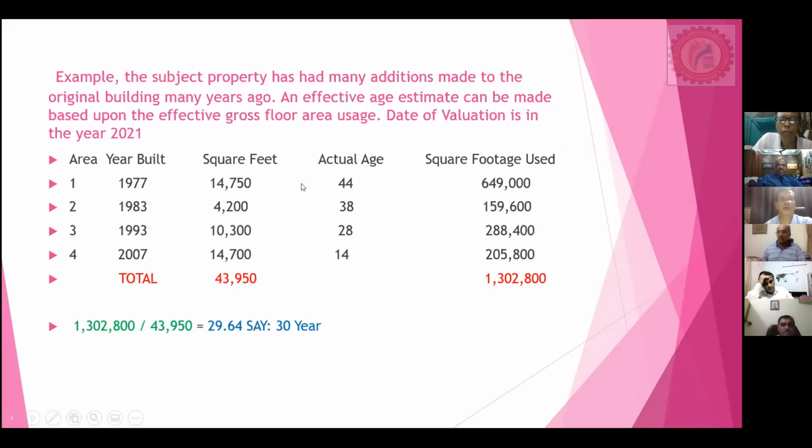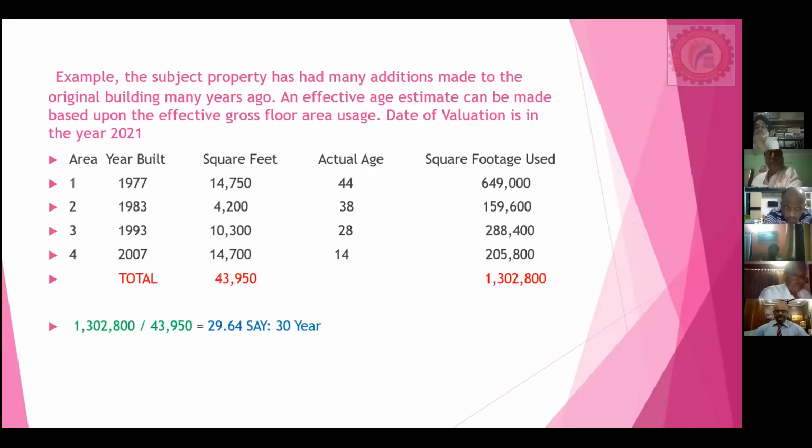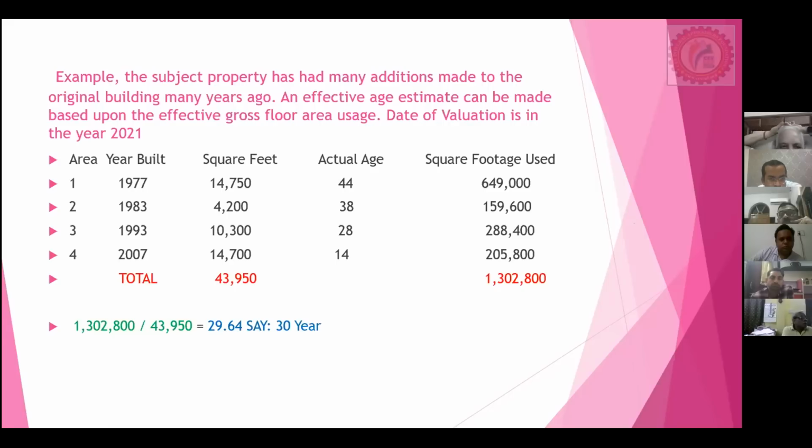The age is 44. Now, in the last case, I multiplied the year itself with the total area. But here, I have multiplied the square footage with the actual age of the property. So 14,750 into 44 gives 649,000, that is 6,49,000. This is called the weightage area method. If it is a commercial complex or an industry, you can use this method.